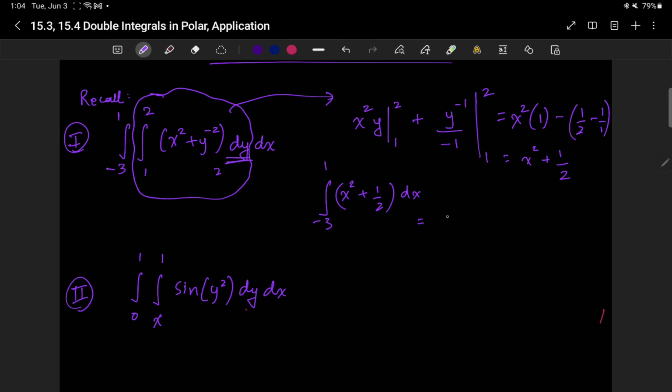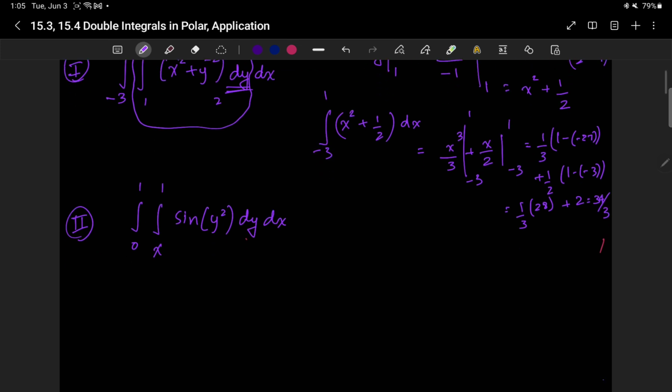So there's a dx. So this becomes x cubed over 3 plus x over 2, both of which go from negative 3 to 1. Putting in the limits, this becomes 1/3. 1 cubed is 1. Subtract negative 3 cubed is negative 27, plus a 1 half, 1 minus negative 3. You get a 1/3, 28 plus 2, which when you take the LCM and combine them up, you will get 34 over 3.